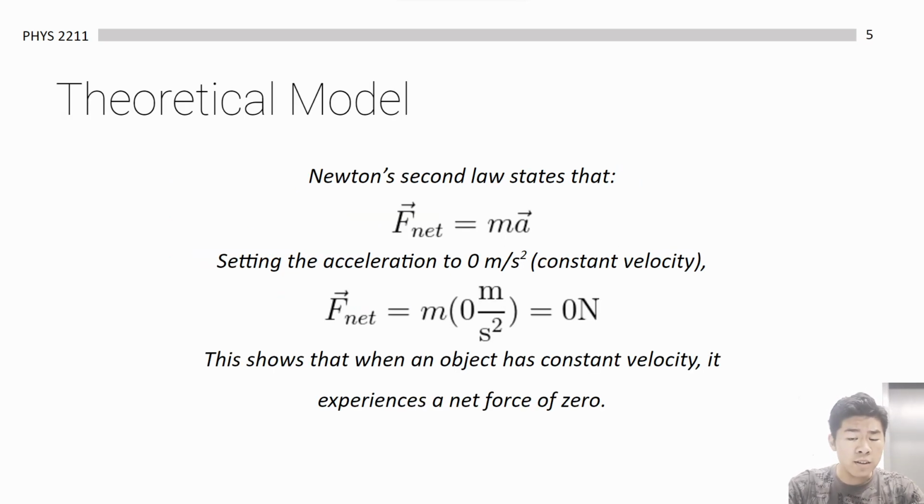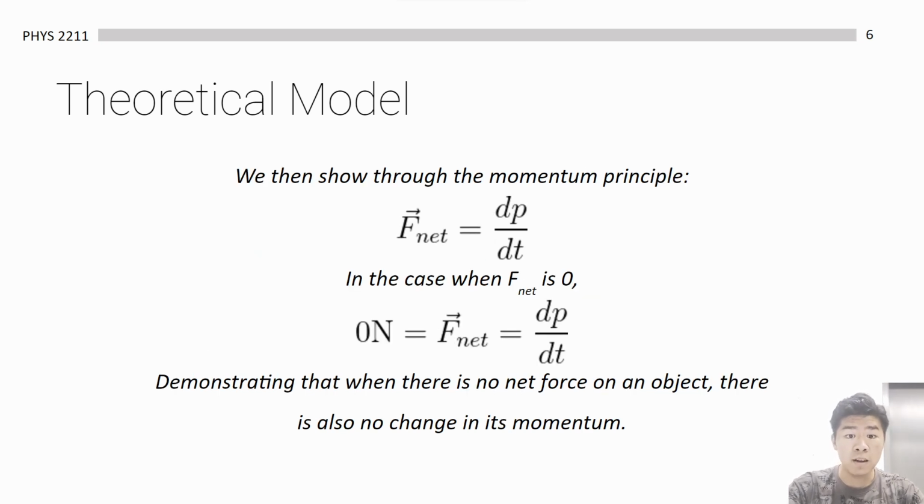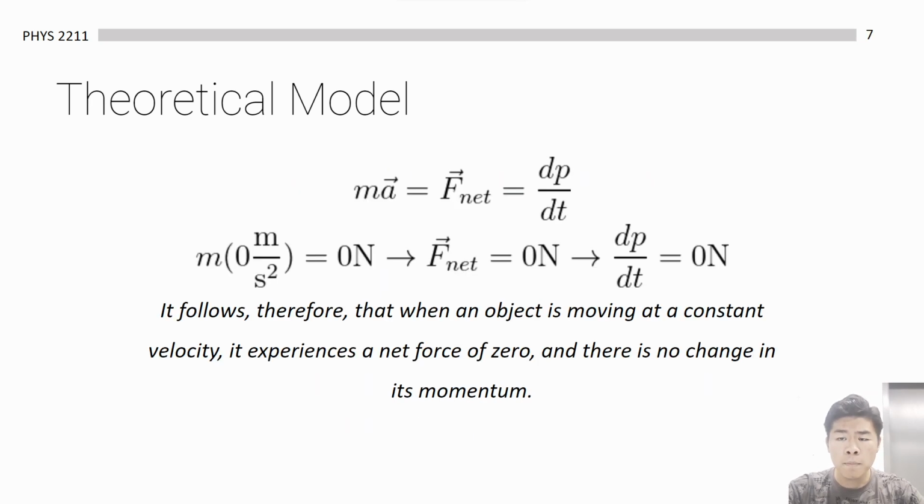So first, we know that Newton's law states that the net force is equal to mass times acceleration. So if we set the acceleration to 0 meters per second squared, then the net force is also 0. We also know through the momentum principle that the net force is equal to the time derivative of momentum. So in the case where the net force is 0, that time derivative is also 0, so there is no change in the momentum. So by plugging everything together, we obtain that when the acceleration is 0, the net force is 0, as well as there is no change in its momentum or velocity.